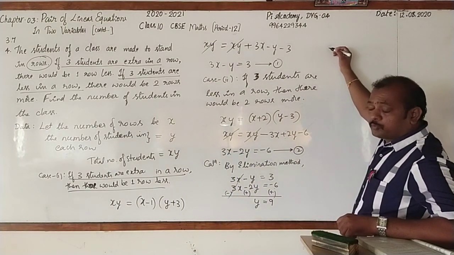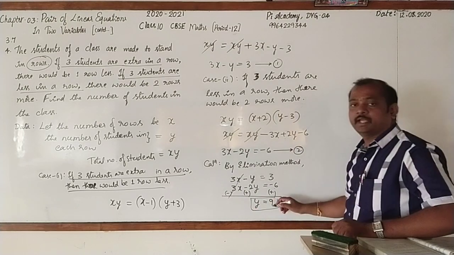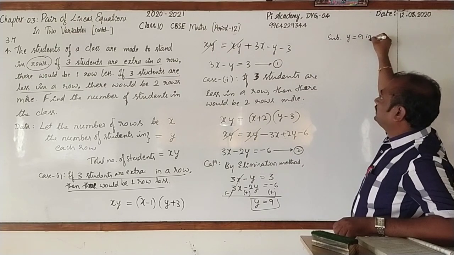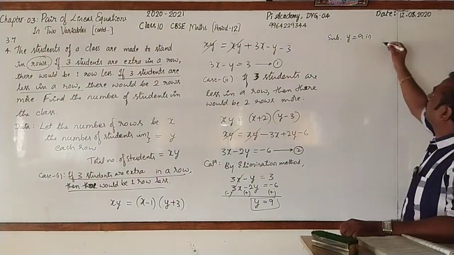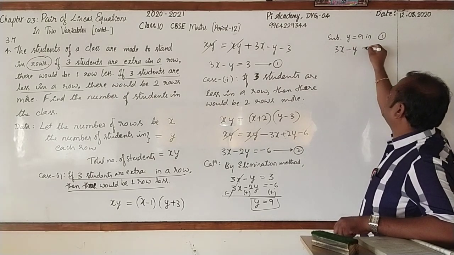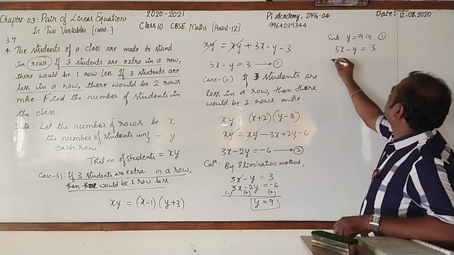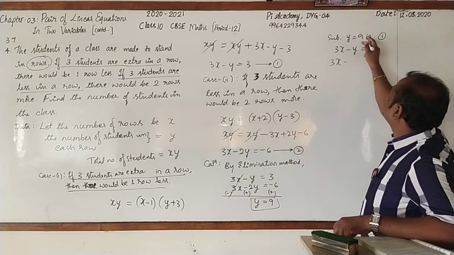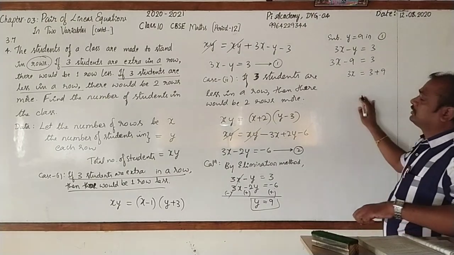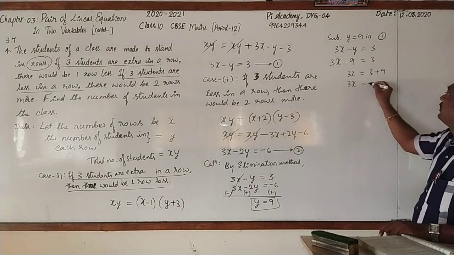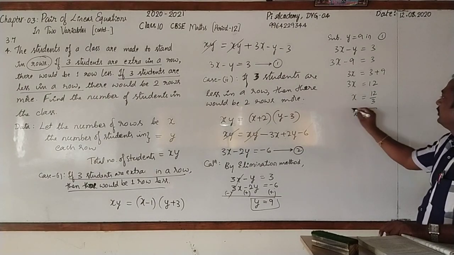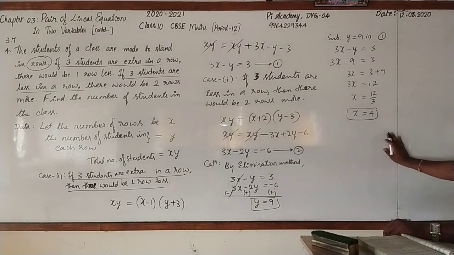Next, we will go for finding the value of x. So, let us substitute y is equal to 9 in one of these 2 equations. I will go for taking the first equation. It is 3x minus y is equal to 3. 3 into x minus, where y is 9, this is equal to 3. 3x is equal to 3 plus 9. Then 3x is equal to 12. x is equal to 12 by 3. x equal to 4. Got it?